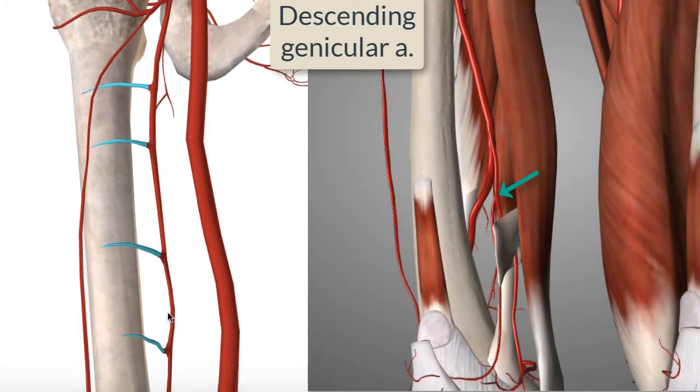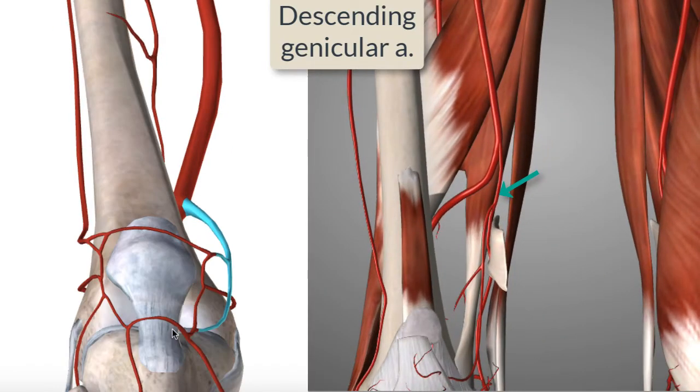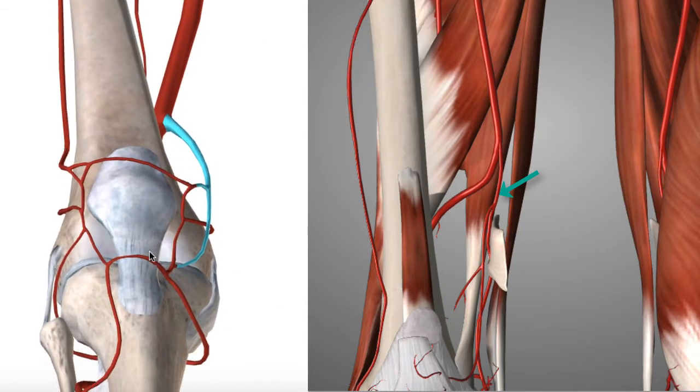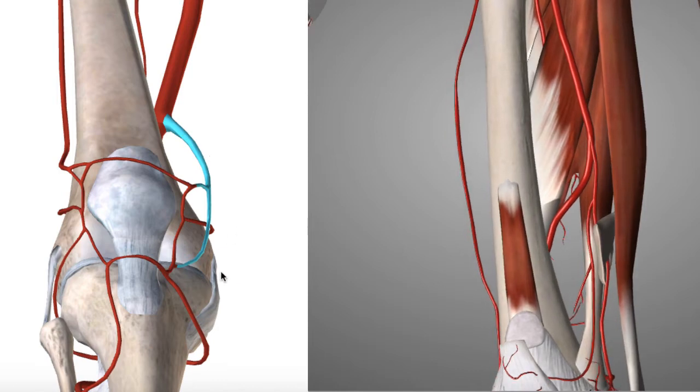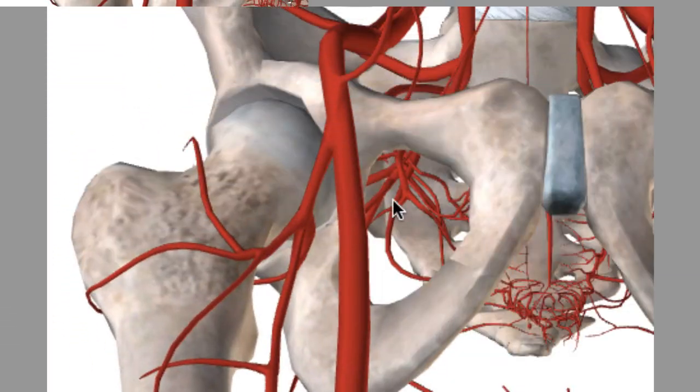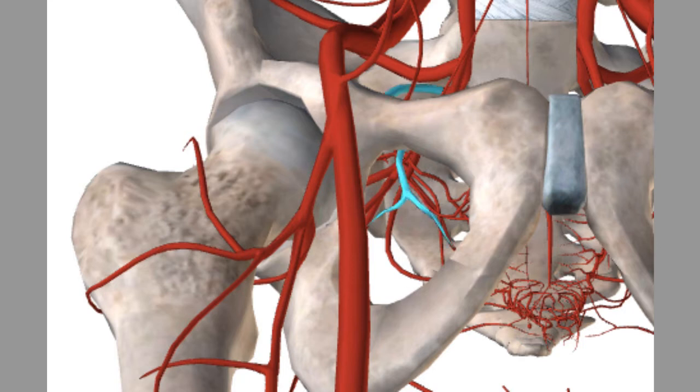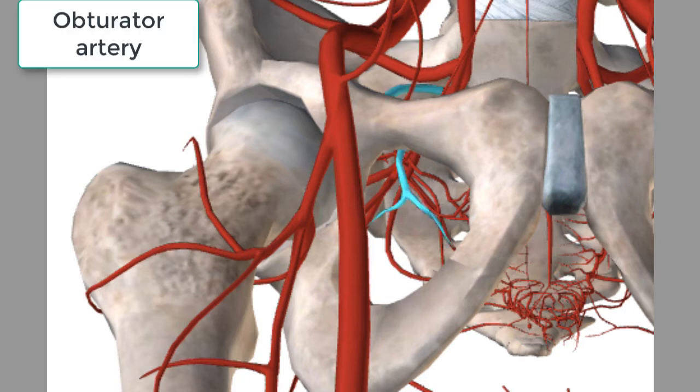The descending genicular artery is a small branch that arises from the femoral artery near its termination. It assists in supplying the knee joint. One more artery supplies the medial compartment of the thigh. It is the obturator artery, a branch of the internal iliac artery.